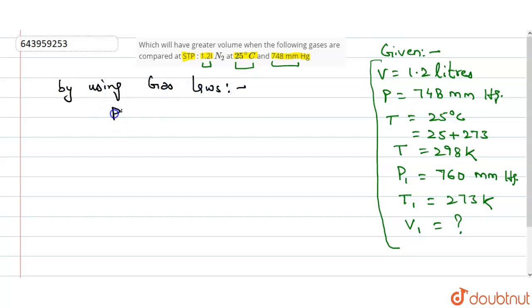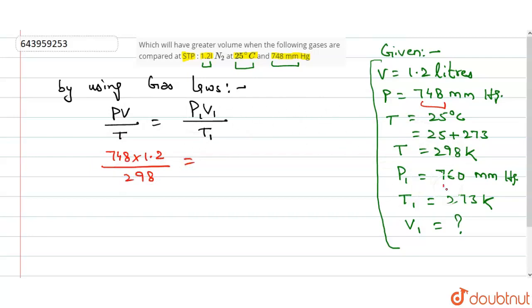What is the gas law here? Gas law is PV upon T is equal to P1 V1 upon T1. We have to find V1 here. So we'll start putting the values. What is P here? You can see P is 748 and V is 1.2 upon, what is T? T is 298. P1 is 760. V1 we have to find here. And what is T1? T1 is 273.